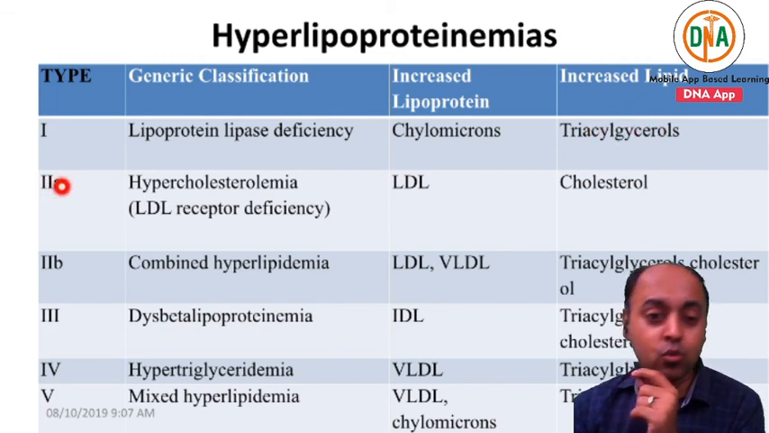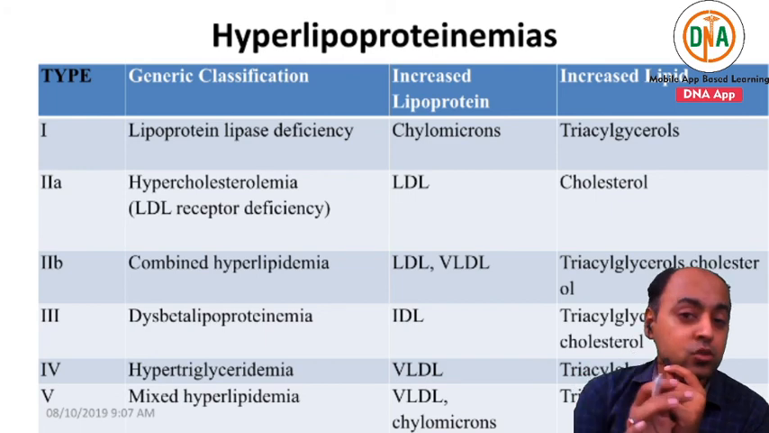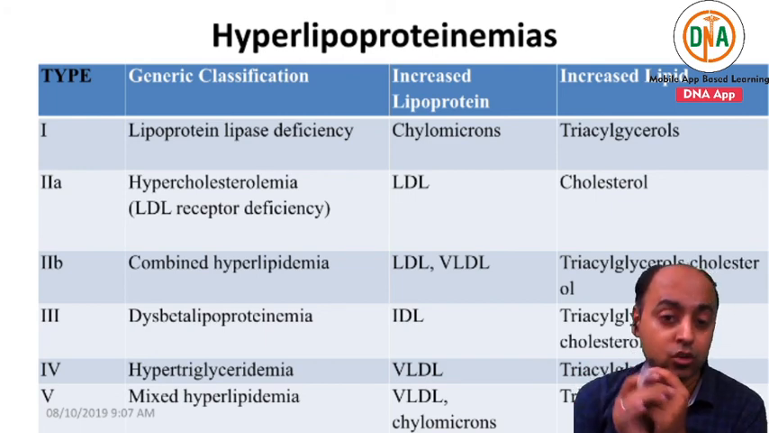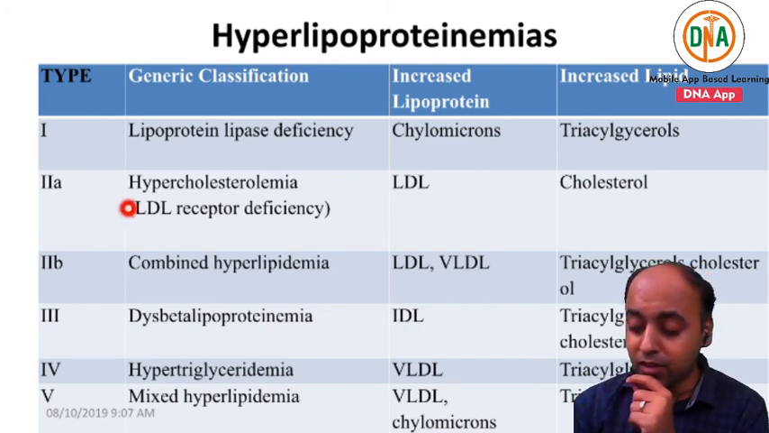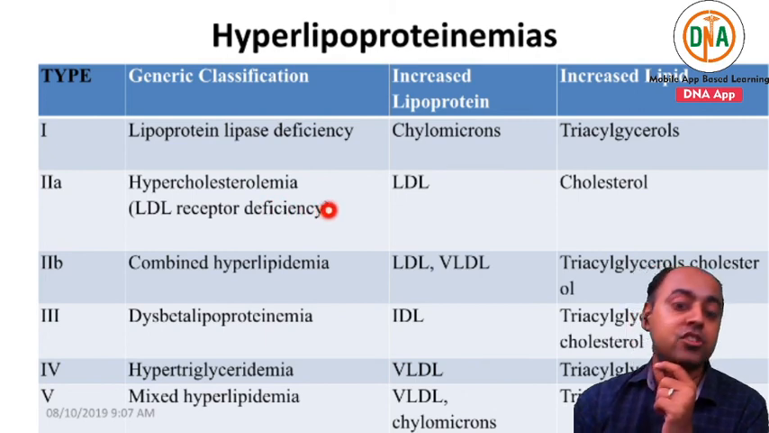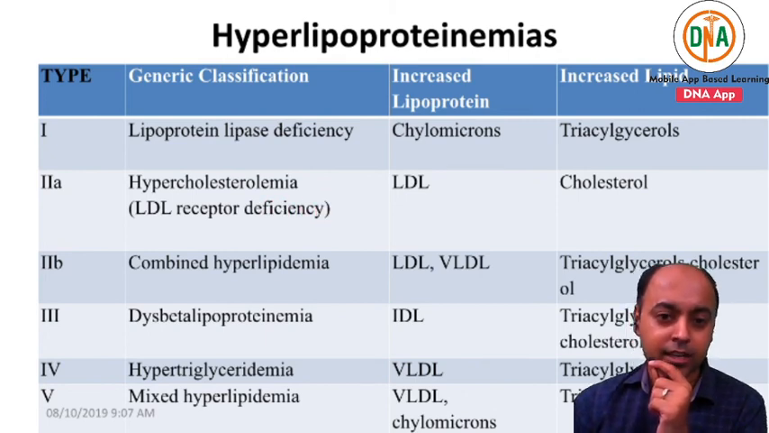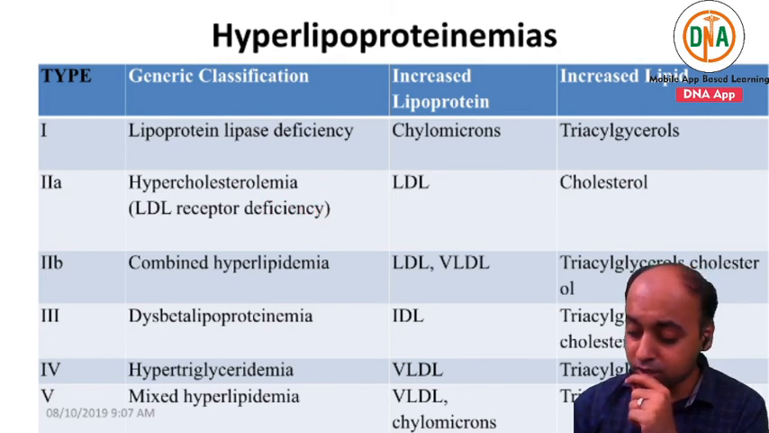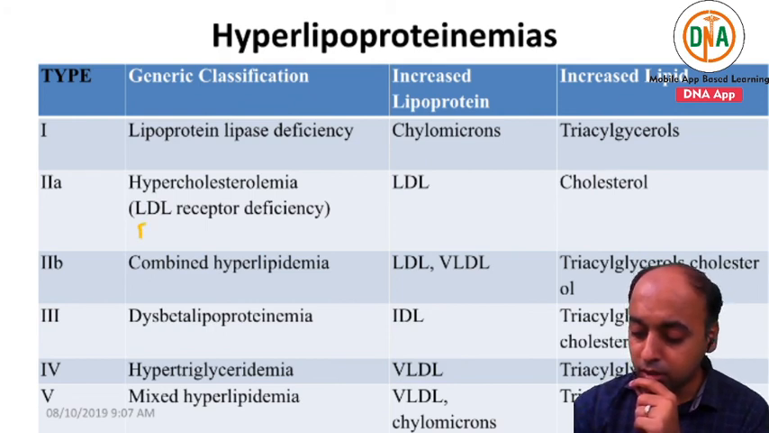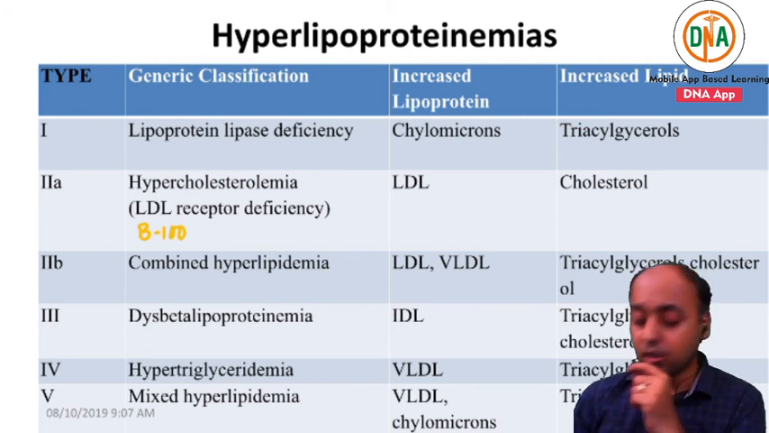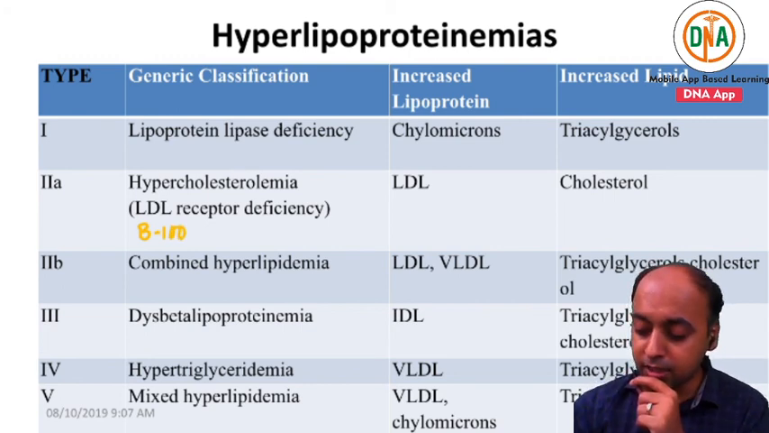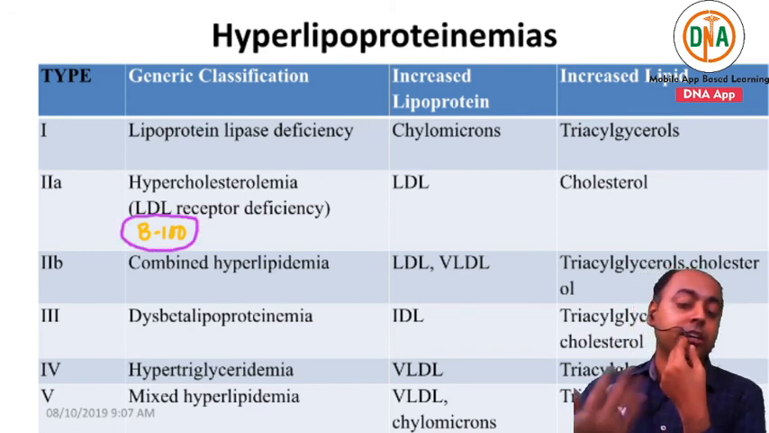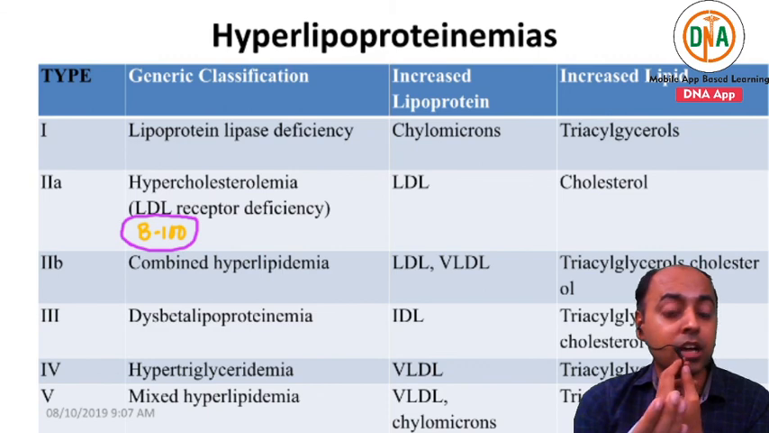Coming to type 2A, which has the strongest association with the atherosclerosis, here what we have is the LDL receptor deficiency. LDL receptor deficiency, or sometimes we can even have the defective B100. Both are found recently. It has been seen that sometimes there can be defect in the B100 only. If B100 is defective, it will not be able to interact with the LDL receptor.